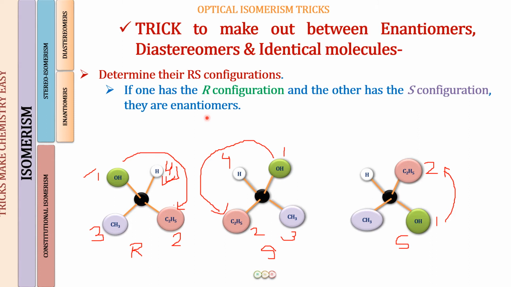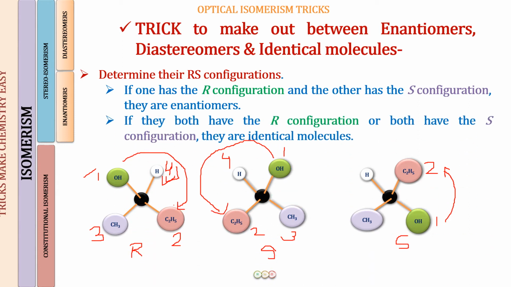So very easy for us to tell that structure number 1 and structure number 2, one has the R configuration and the other has the S configuration. So these two, they are going to be enantiomers. And actually when you look at them also, you find that these two are mirror images of each other. All right, now let us look at this next one.